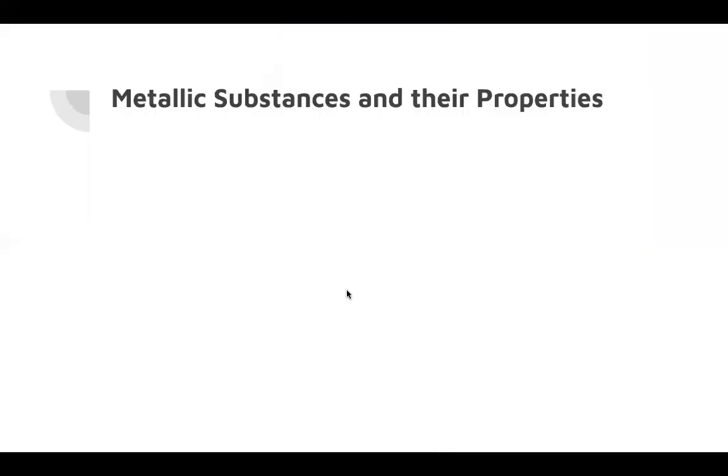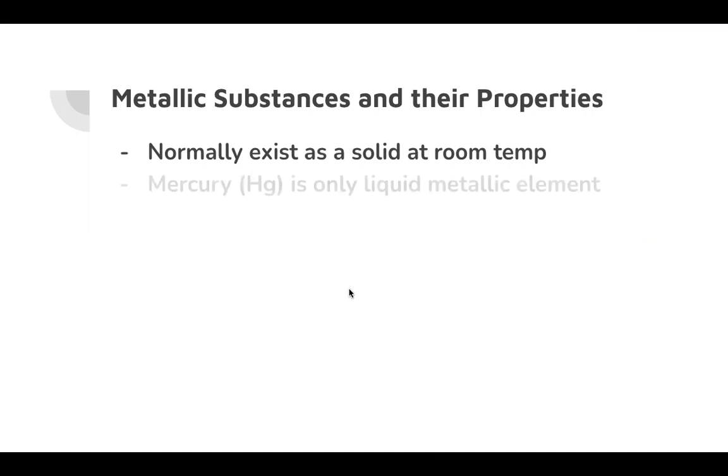All right, so types of substances. The first one we'll discuss are metallic substances and their various properties. Metallic elements generally exist as a solid at room temperature, with the exception of mercury, which is our only liquid metallic element.